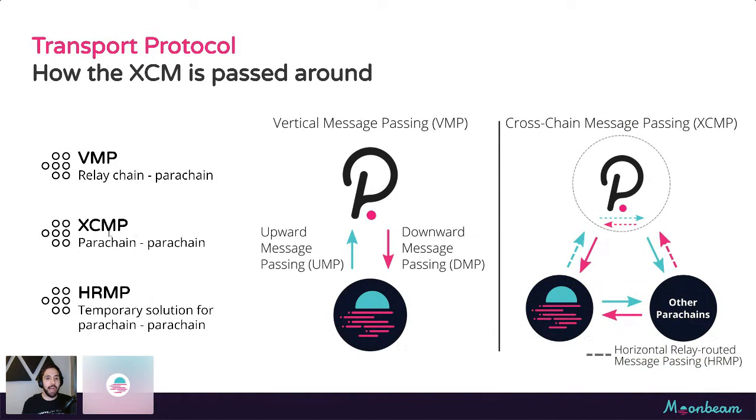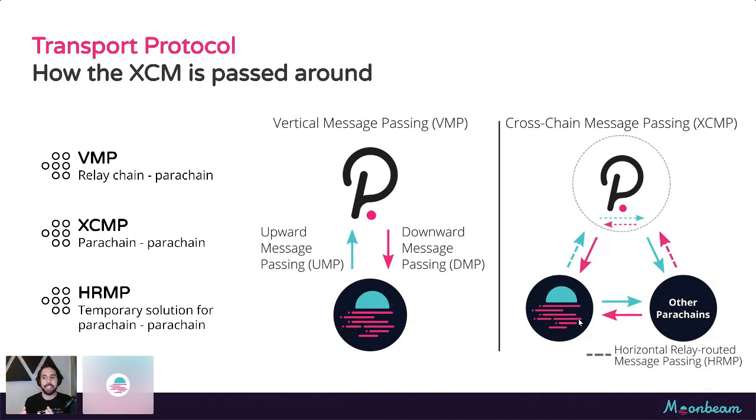XCMP is the way that two parachains communicate with each other. XCMP stands for cross-chain message passing, or it could be cross-consensus message passing. I'm not even sure what the up-to-date term is. But the idea is that two parachains communicate with each other via the XCMP transport protocol. XCMP works by basically sending the messages directly from one parachain to the other.